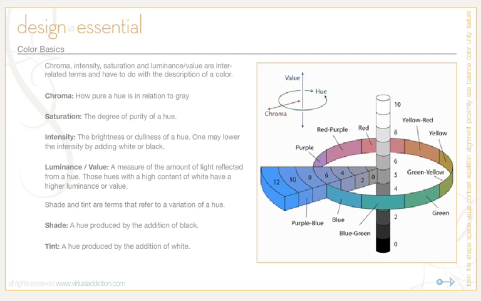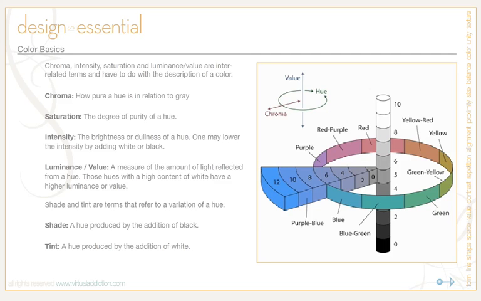Intensity is the brightness or dullness of a hue. One may lower the intensity by adding white or black. Luminescence or value is a measure of the amount of light reflected from a hue. Hues with high content of white have a higher luminescence or value.